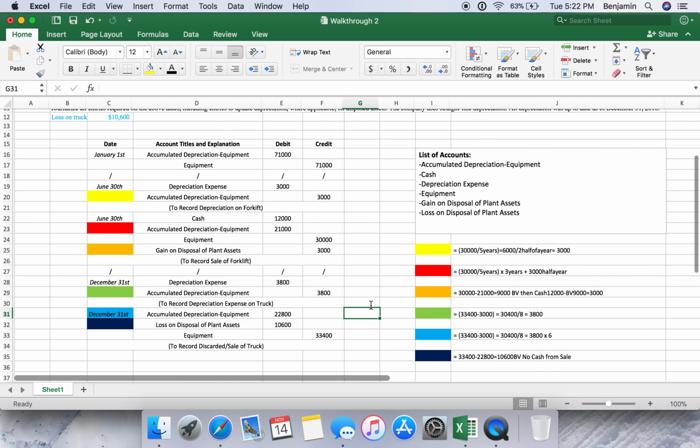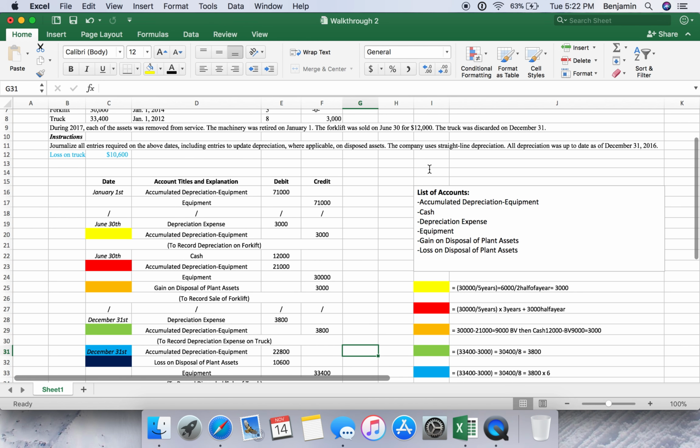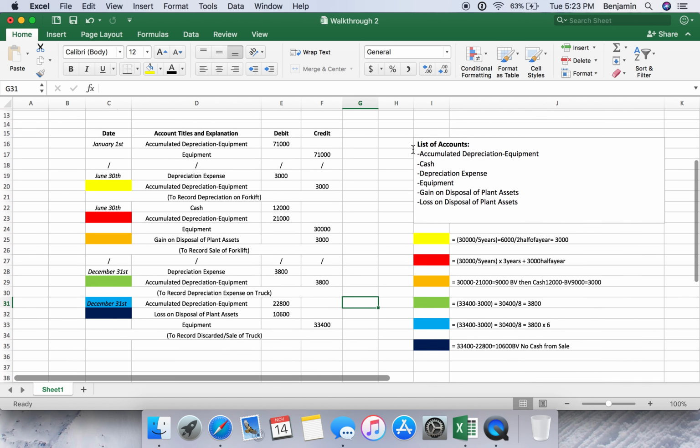The second step to this is to journalize that the truck was discarded on December 31st. Here it gives us a bit of instruction. It says that the loss on the truck was $10,600, so we can check our numbers. And also the company uses straight line depreciation, which I forgot to mention. That's the method we've been using this whole time.